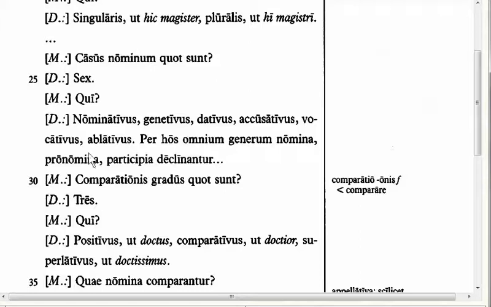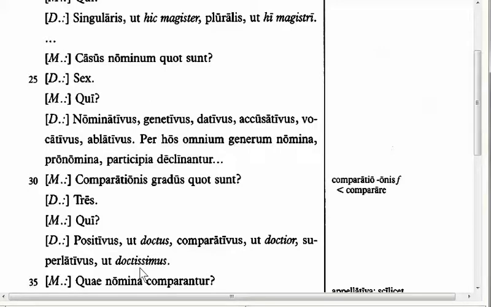In line 33, in response to the question, how many degrees of comparison are there? We have 3. Now what are they? The answer, positivus ut doctus, comparativus ut doctior, superlativus ut doctissimus. So there's the positive like doctus, there's comparative like doctior, and there's superlative like doctissimus.